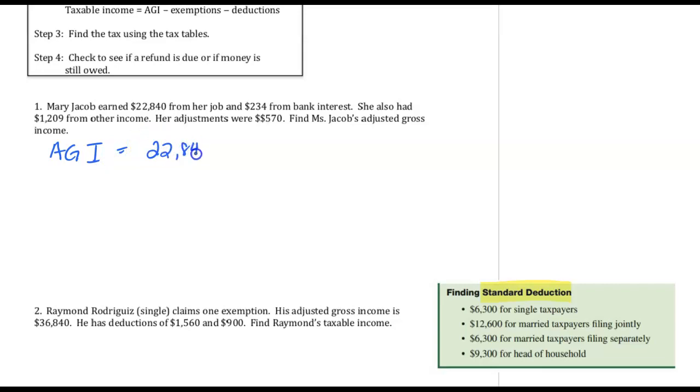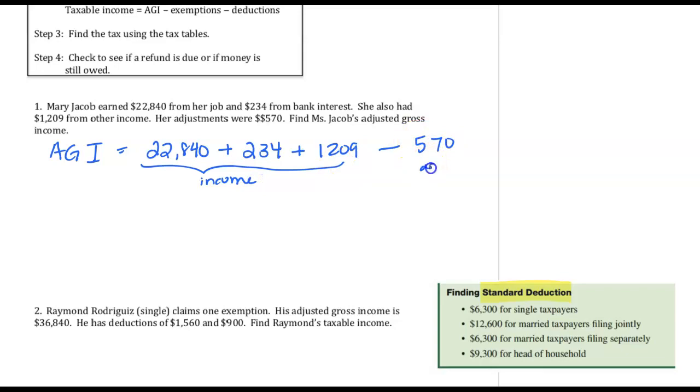So to calculate that adjusted gross income, we're going to take all the income that comes in, $22,840, plus an additional $234 from the bank interest accounts, plus $1,209 from another income, and then subtract adjustments. So these are all our incomes. And then here was our adjustment, $570.